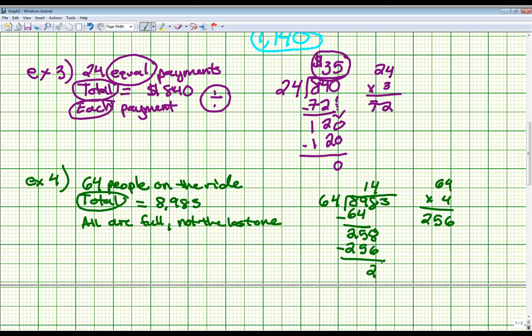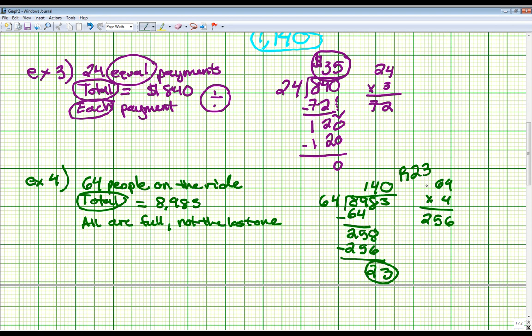I have this 3 to bring down. Can 64 go into 23? It actually cannot. So after I bring down the 3, it can't go into that number, so I have to put a 0 there. And 0 times 64 is 0, so I have a 23 as a remainder. Sometimes you can convert that into a decimal. Right now I'm just going to do this because I need to go back to my question.